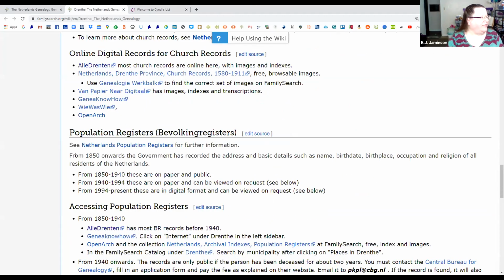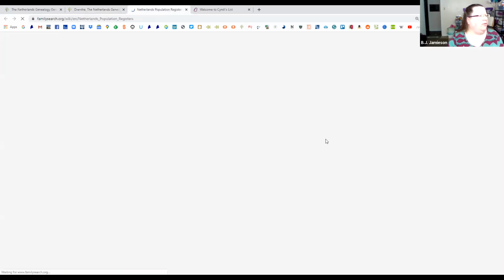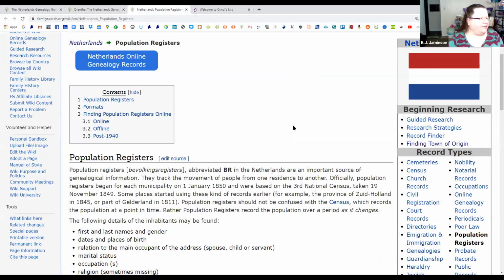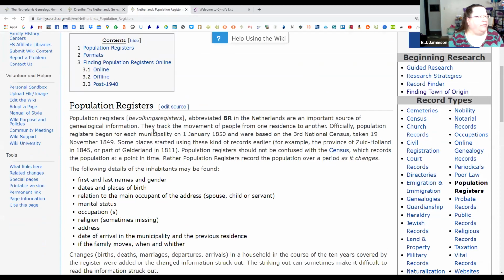So this looks interesting. So here's the population registers. Let's open up that and go, wow, if that's what this is, they track the movement of people from one residence to another. In theory, they began in 1850. Some places had them earlier. It's not a census, which records a population at a specific time, it's a snapshot. This is meant to track people as it changes. So when you move, this changes. And so they have both population registers and a census.